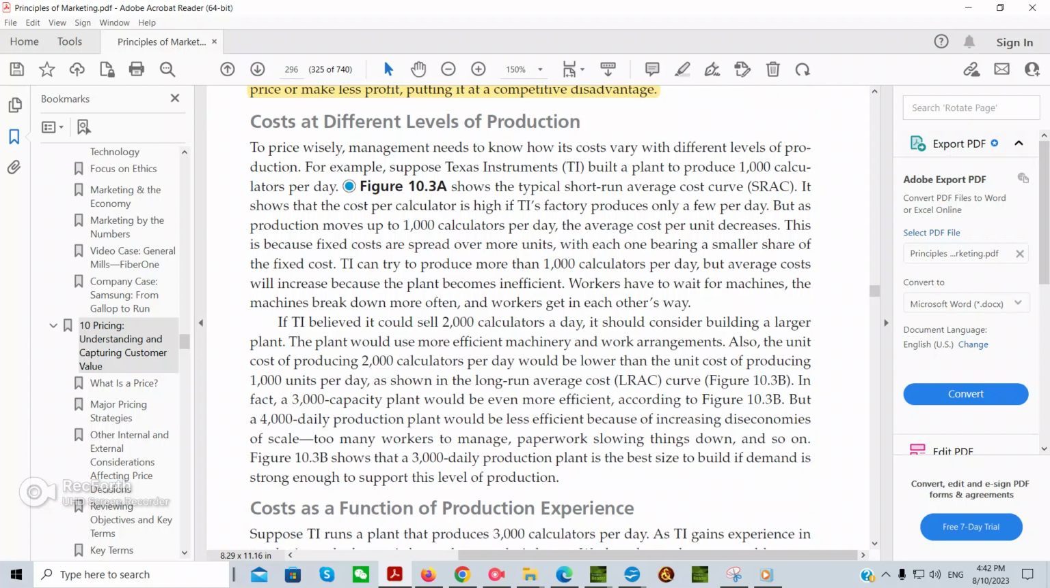Now let's talk about costs at different levels of production. To price wisely, management needs to know how costs vary at different levels of production. For example, suppose Texas Instruments built a plant to produce 1,000 calculators per day. The figure below shows a typical short-run average cost curve.